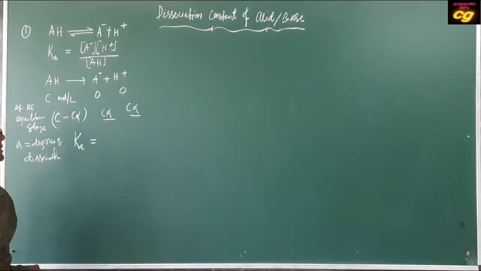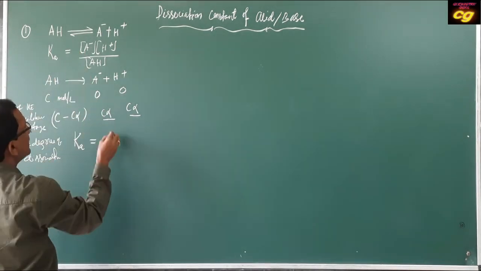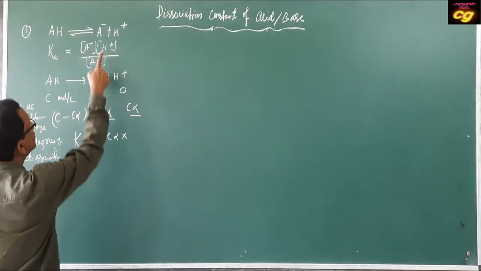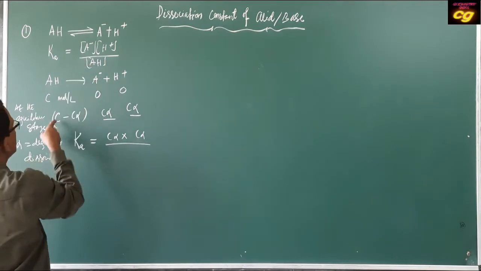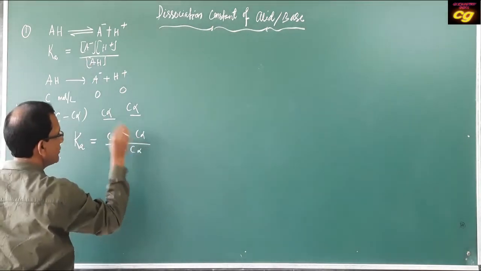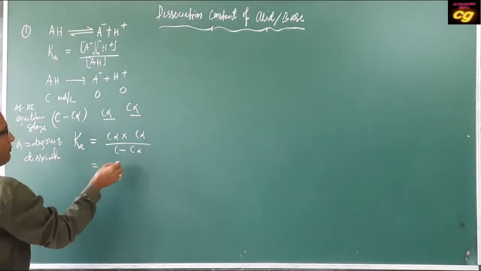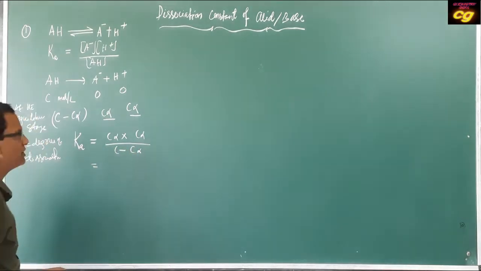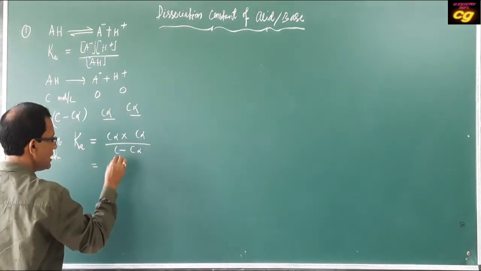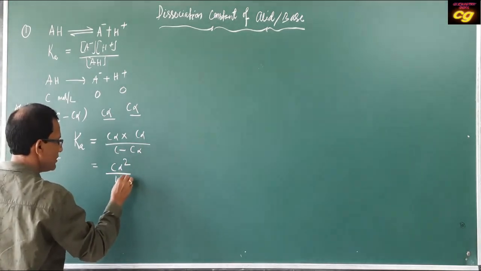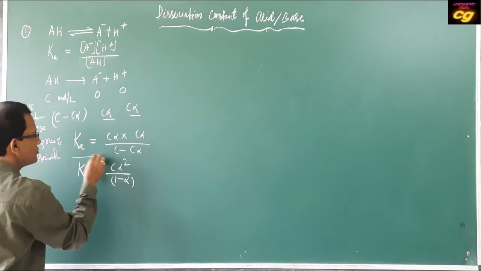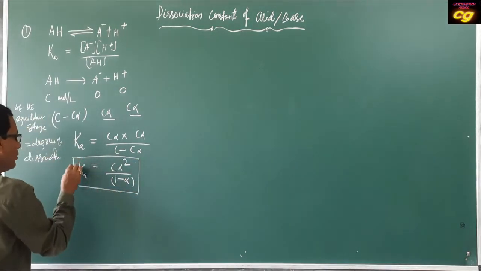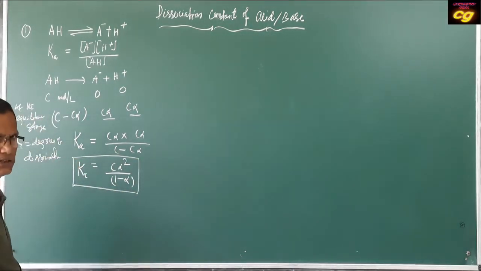So if you put these values of concentration in the above equation, Ka, the dissociation constant of this monobasic acid, will be the value of A minus, C alpha, into the value of H plus, also C alpha, upon C minus C alpha. If you arrange this, the common C will be cancelled, then C alpha square by 1 minus alpha. So this is the derivation of Ka, the dissociation constant of a monobasic weak acid.